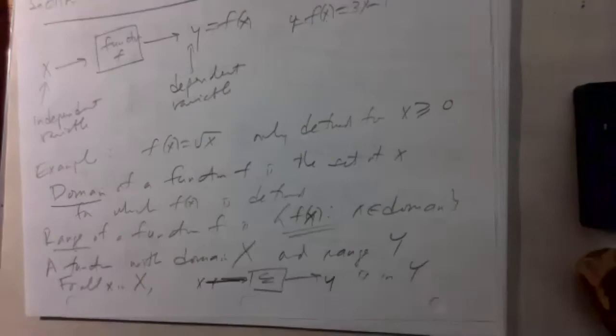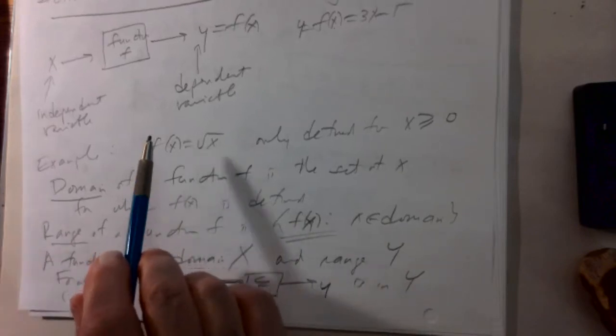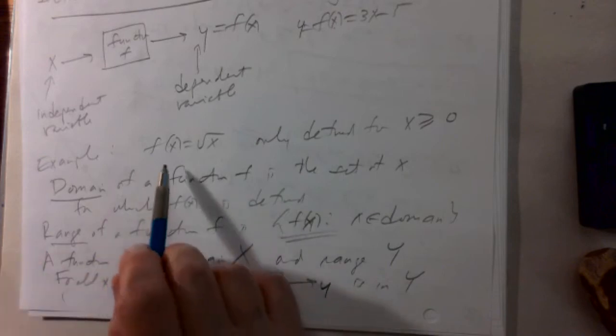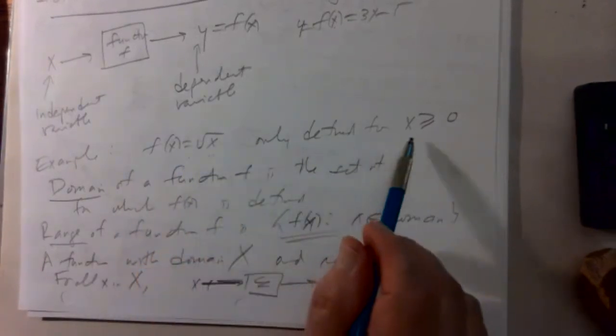So for us in calculus, this is not really too important. The most important thing is to understand that simple functions like the square root of x are not defined for all x necessarily. So you have to be able to calculate the domain of the function, for what values of x the function makes sense. For a function like f of x equal the square root of x, this only makes sense for x greater than or equal to 0.